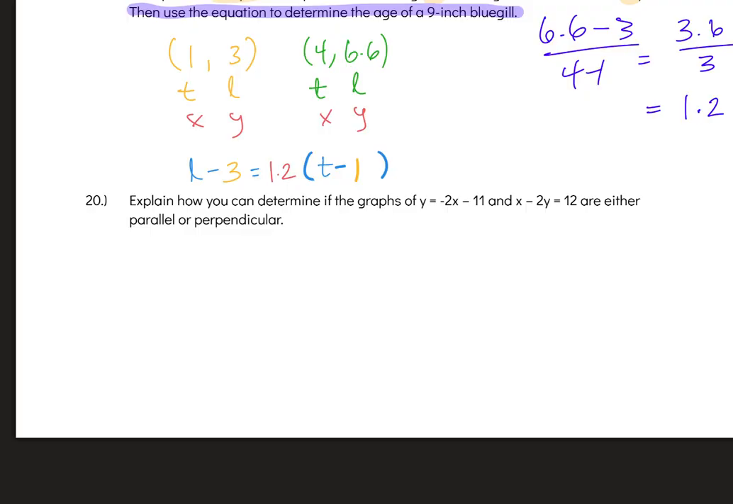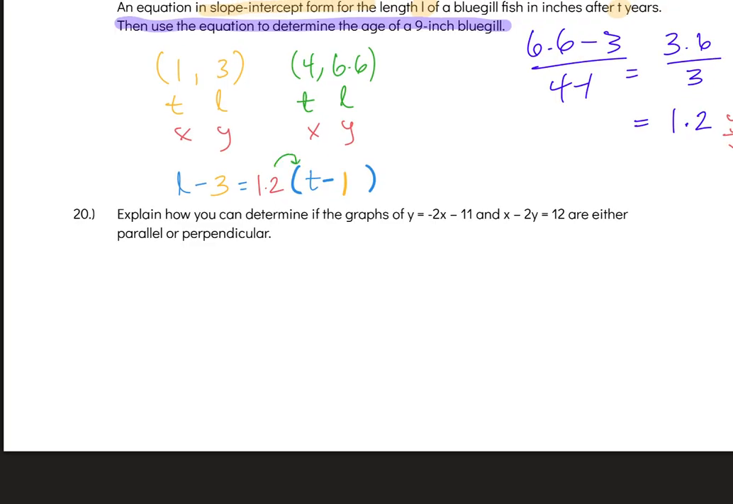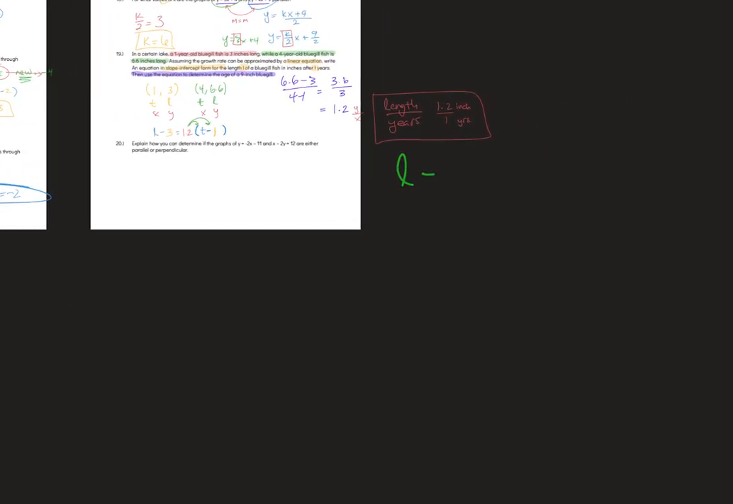All right, so we will distribute 1.2 there and there, and I'm going to do it kind of out over here. So we're going to get L minus 3 equals 1.2t minus 1.2. We're going to add 3 to both sides, and we get that L equals 1.2t plus 2.8. Nope, 1.8.